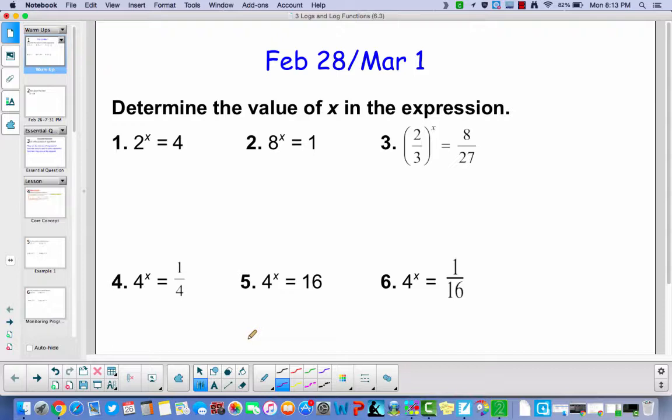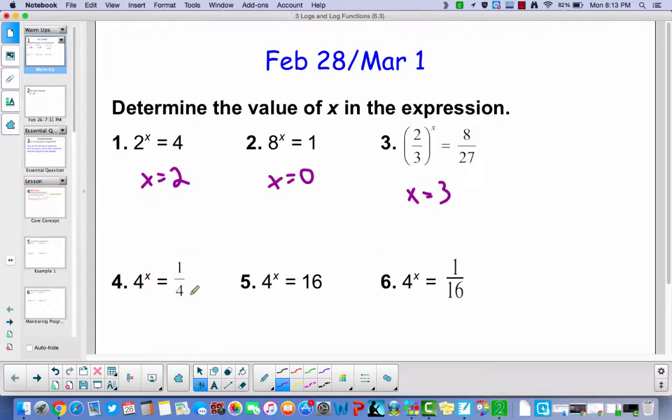Okay, so let's talk about these. 2 to the x is 4. So 2 to what power is 4? Right, x is 2. 8 to what power is 1? Well, if you do 8 to the 0 power, remember anything to the 0 power is 1. 2/3 to what power is 8/27? Well, we'd have to take both 2 and 3 to the same power to get 8 and 27. That would have to be cubed.